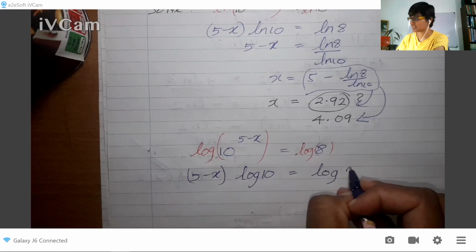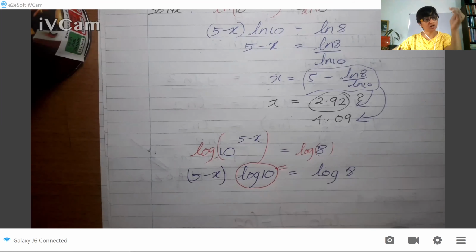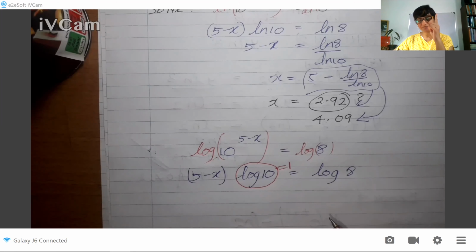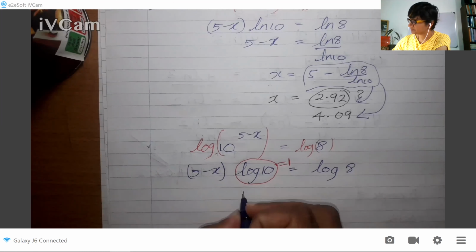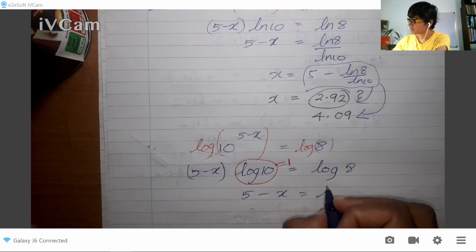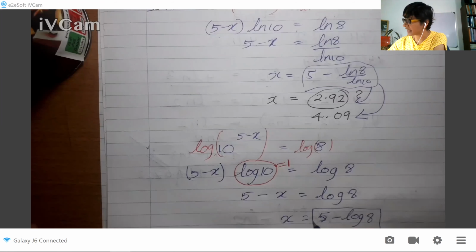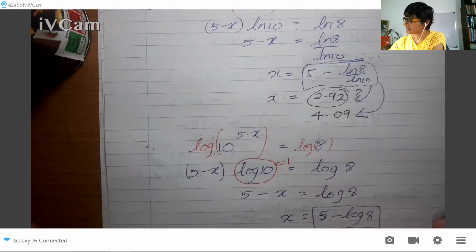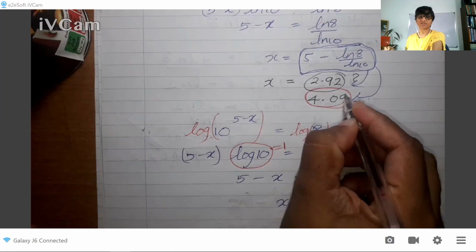See how easy this is. Log 10 is equal to what? Log 10 means log base 10 of 10, which is equal to 1. This is a log rule, so that makes your lives so much better. Still, you would get the same answer. So x is equal to 5 minus log 8. This would give the same answer as this.